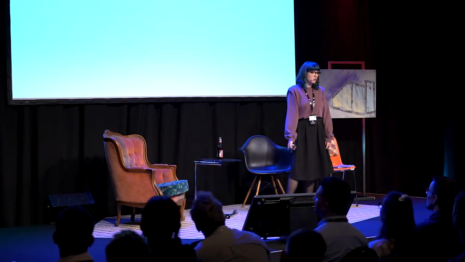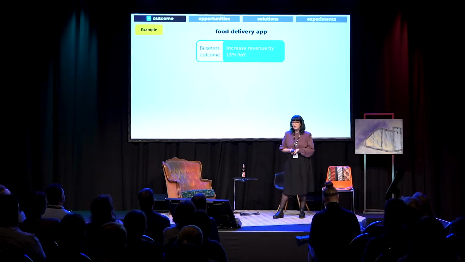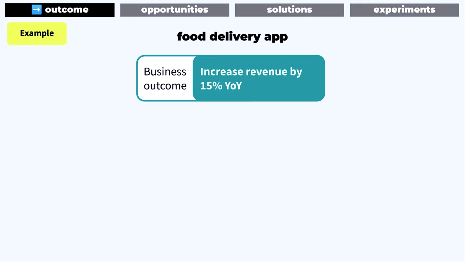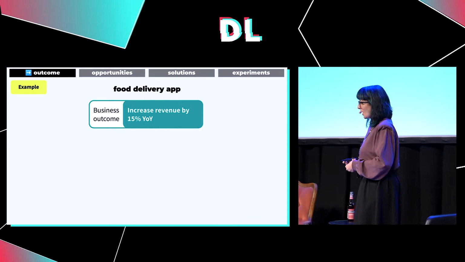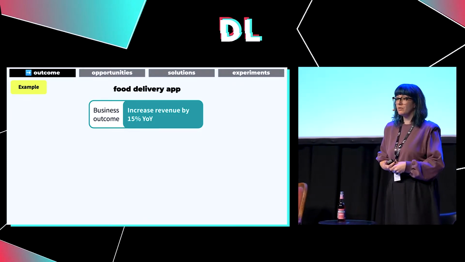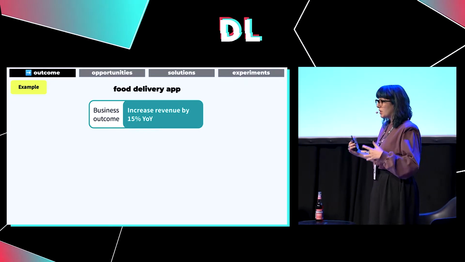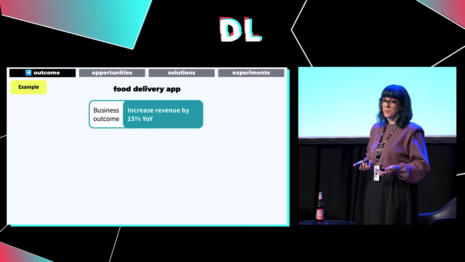So let's take a look at an example. Imagine you're working on a food delivery app, and the business outcome is to increase revenue by 15% year over year. This is a very big outcome, and it's probably impacted by many variables, which lay in different teams' domains, and this creates dependencies.